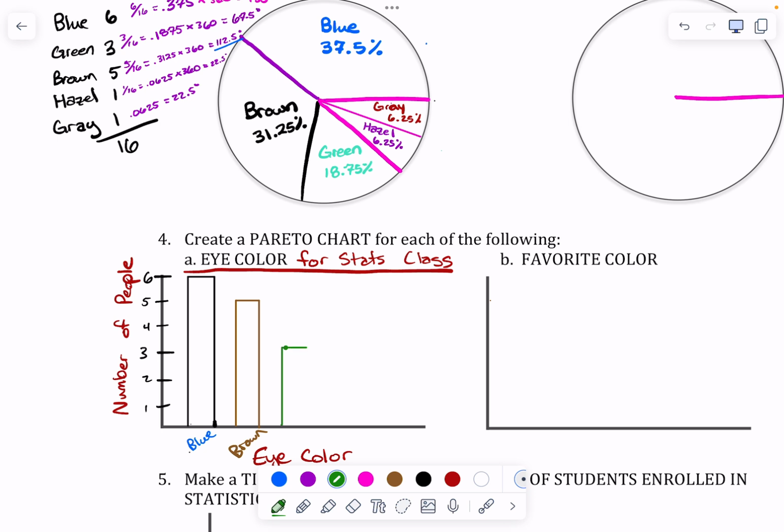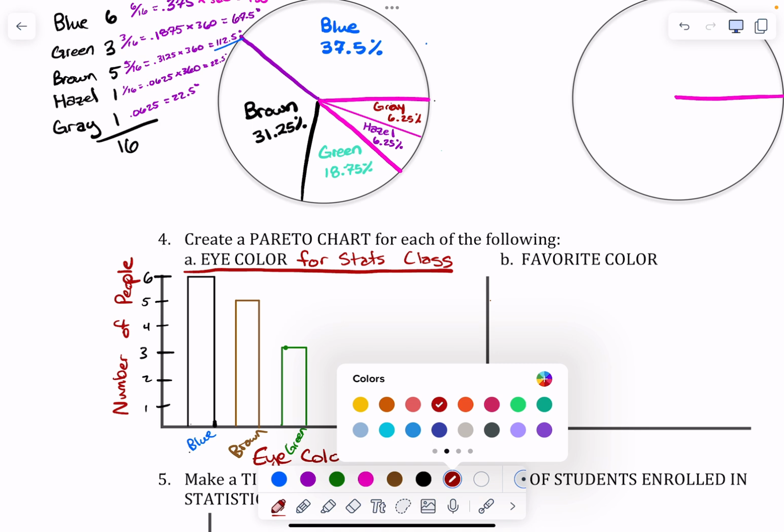Oh gosh, why are you doing these things to me? My pen has been possessed today. I had to restart my thing. Hazel, what color's Hazel? We have to do gray next, don't we? Alphabetically or not? Whatever you want to do. Hazel's like a blue green, right?